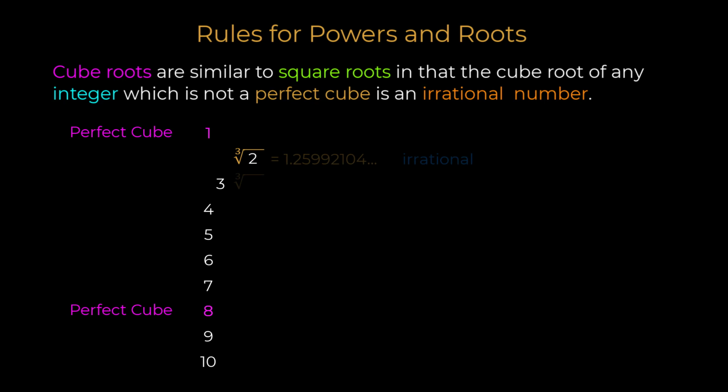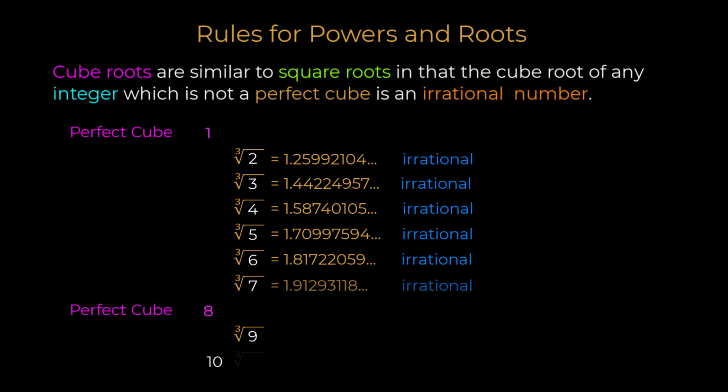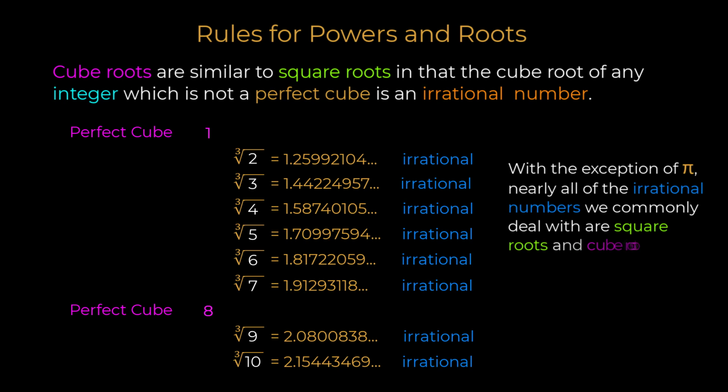Therefore, the cube root of 2, 3, 4, 5, 6, 7, 9, 10, etc. are all irrational numbers. With the exception of pi, nearly all of the irrational numbers we commonly deal with are square roots and cube roots of numbers.